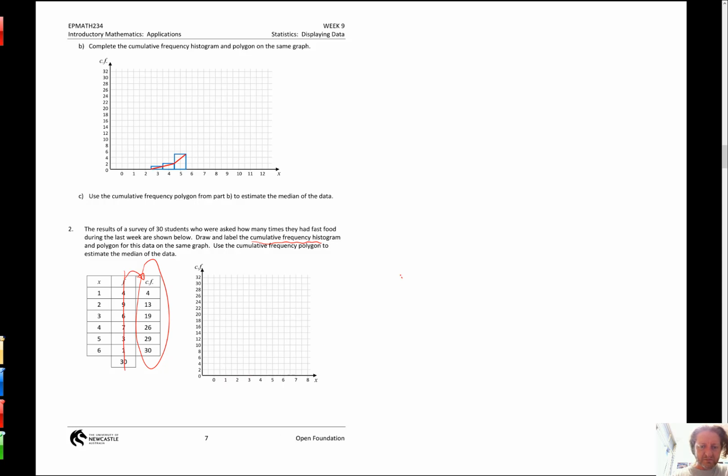Score of 2 had a CF of 13, which would be here. Score of 3 had a CF of 19. Oh, this is hard to see. Score of 4, a CF of 26. Score of 5, and so on. I shouldn't do the whole thing, but you can see what I'm doing, and then I'll create my columns. Here's my histogram.